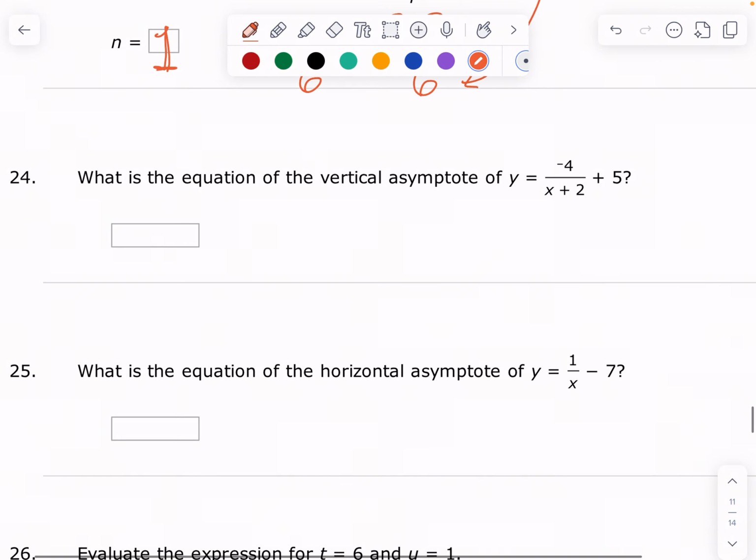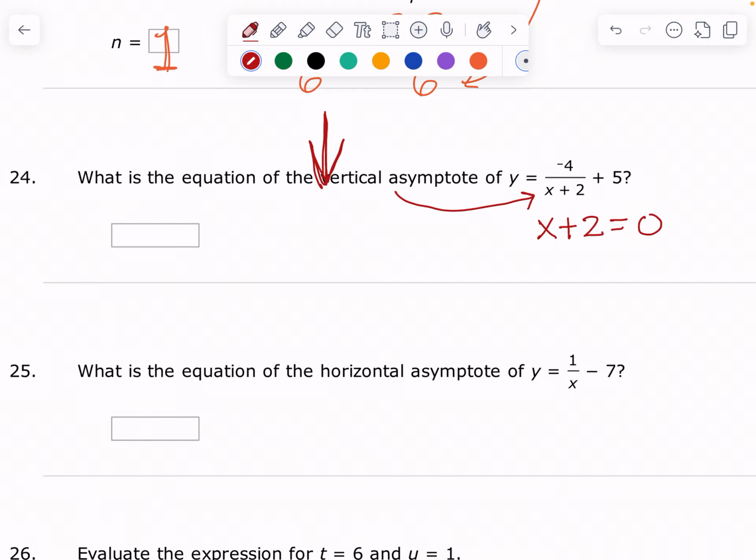And then vertical asymptote. So this is how I remember this. The V in vertical asymptote, think of it as an arrow pointing down. So the vertical asymptote looks at the denominator. We're going to take that denominator and make it equal 0, and that's what the asymptote is. So we're going to subtract 2 from both sides of the equal sign, so then x would be equal to -2. The other way we say it is it's the opposite. So your answer would be x equals -2.